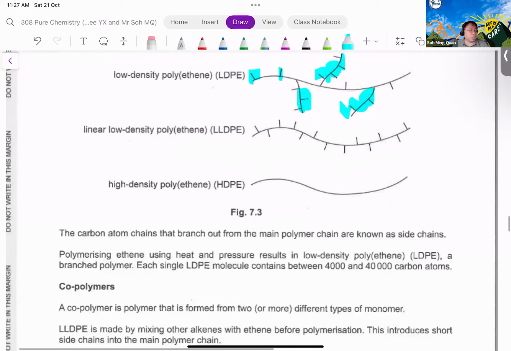Now the carbon atom chains that branch out are known as side chains. See, if you listen in class, we have gone through this before. We have talked about side chains before. All right, so now polymerizing ethene using heat and pressure results in LDPE, a branched polymer. So the very branched one is called LDPE. Each molecule contains between 4,000 and 40,000 carbon atoms.